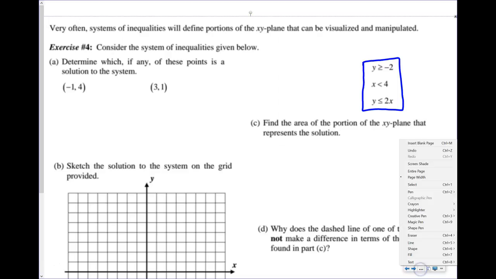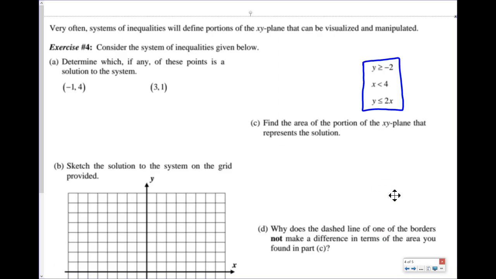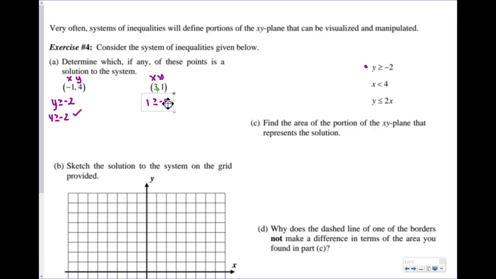So part A says, first of all, determine which of these points is a solution to the system, if any of them. So I've got to plug in this x and y into all of these. So number 1, y is greater than or equal to -2. Is 4 greater than or equal to -2? Yes, so it's true for number 1. In fact, I'm going to color code these already. So there's the first one. Is it true for 3 and 1? Well, let's plug in 1. Is 1 greater than or equal to -2? It is, so for both of them, the first equation works.